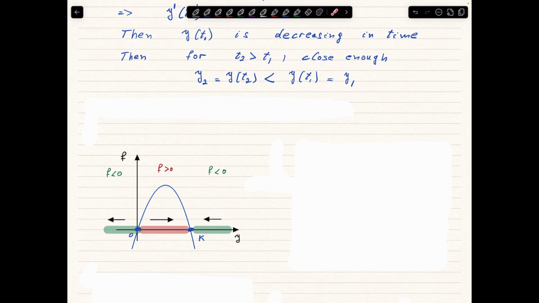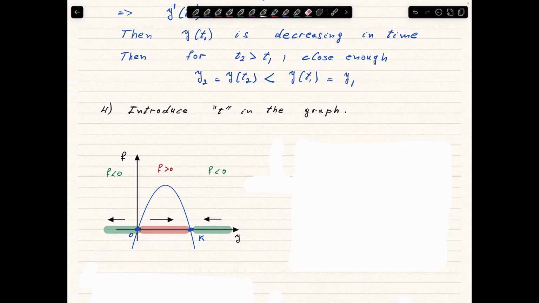The sign of the right hand side of the equation implies that the solution values on this region have to decrease, in this region have to increase, and in this region have to decrease. Now, this is the direction of increasing time for the solution. Let's put that time into the graph.